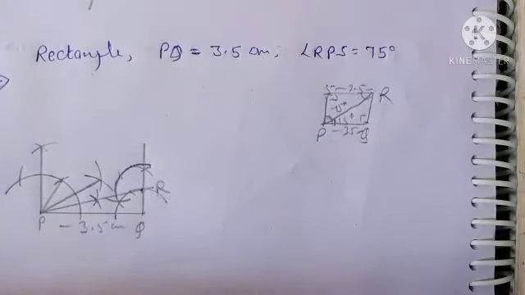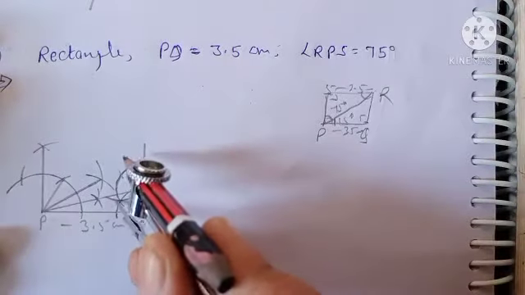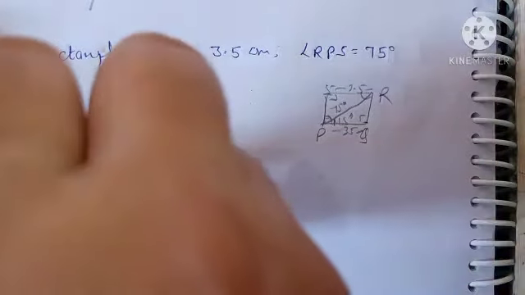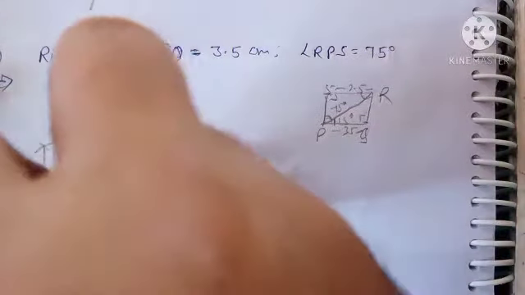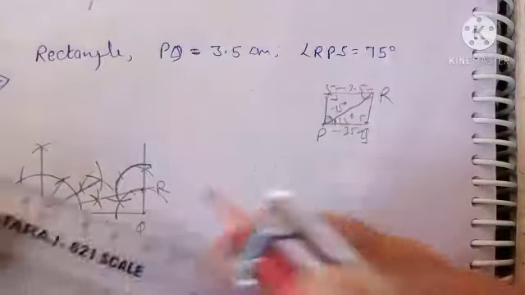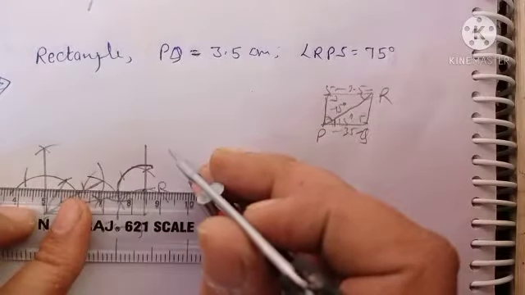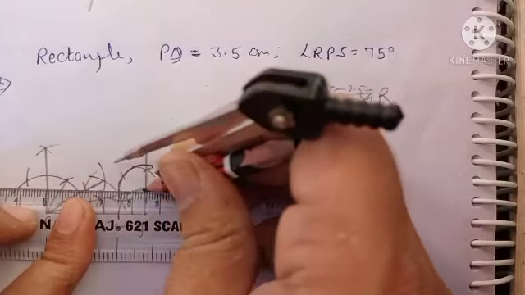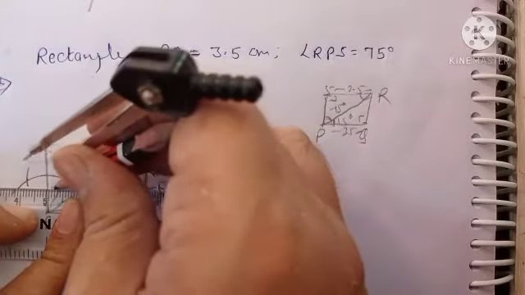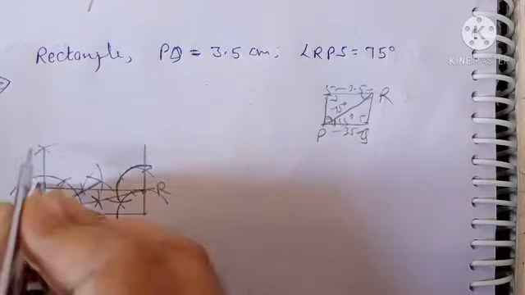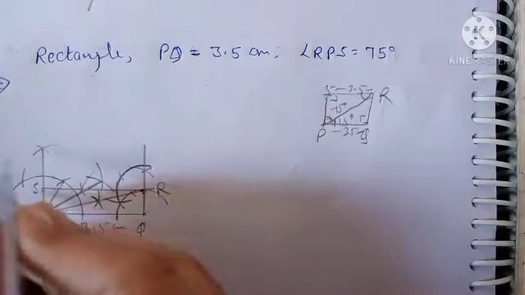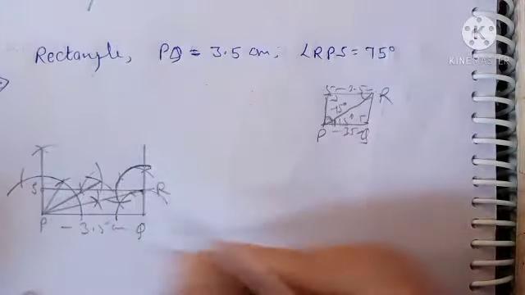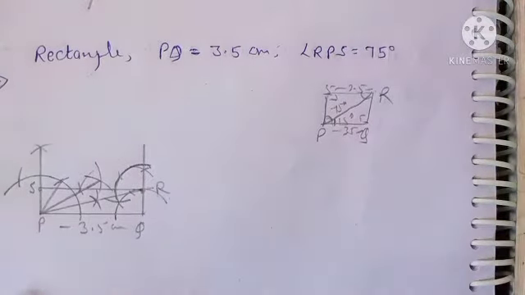Okay, join R to this point of intersection and to the other line. So here you can see this point is S. So this is the required quadrilateral, the required rectangle PQRS. Okay, so now move to question number 9.